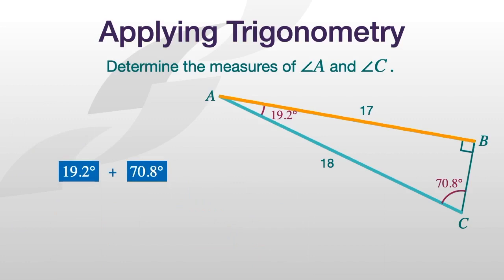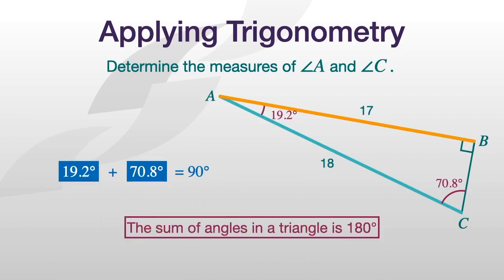Notice that if we add these two angles, we get 90 degrees. This is because the sum of angles in a triangle is 180 degrees, and one of the angles is 90 degrees. So we could have calculated angle C by subtracting angle A from 90 degrees.